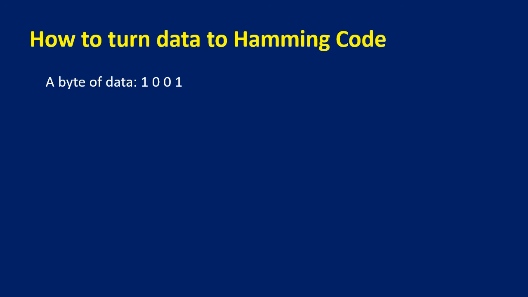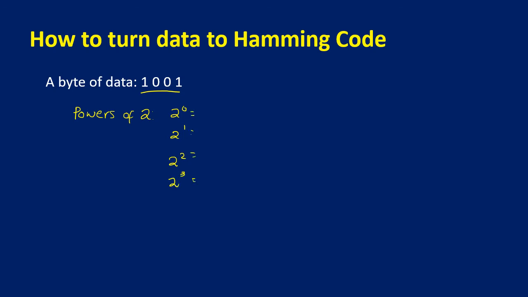Alright, so let's now turn our data into Hamming code. Suppose we want to transmit this 4-bit data. What you need to do is to first write down the powers of 2. Powers of 2 would be 2 raised to 0, 2 raised to 1, and so on. Correct?